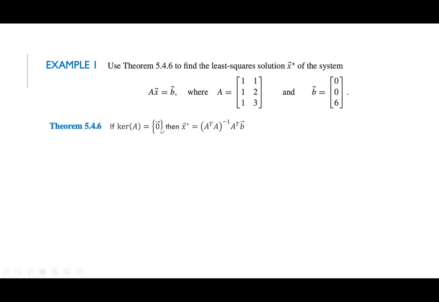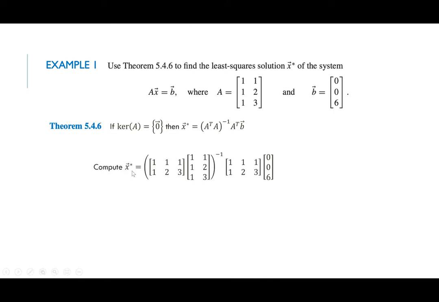Well, we know if the kernel of A is 0, then we can solve explicitly for the least squares solution using this formula. And let's just check. These columns of A are linearly independent, so indeed the kernel of A is going to be 0, and we can solve for X star explicitly.